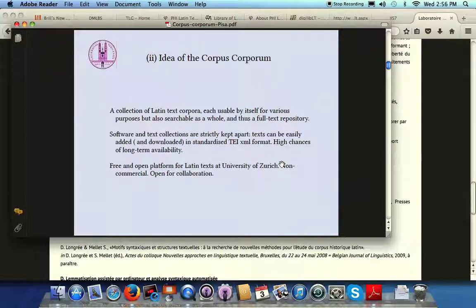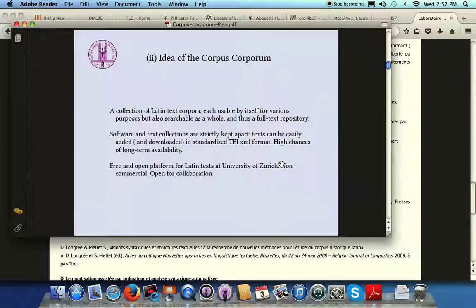Another idea was to keep this free and open, in contrast to Brepols, which has some of the things we do here, but they use their own format, and normal people don't get access to their data, which makes it, well, not very useful for people who do linguistic research. It's very useful, of course, to find a word in an author, for example, but if you want to go beyond that, it's not very useful. So we wanted to have this free and open.